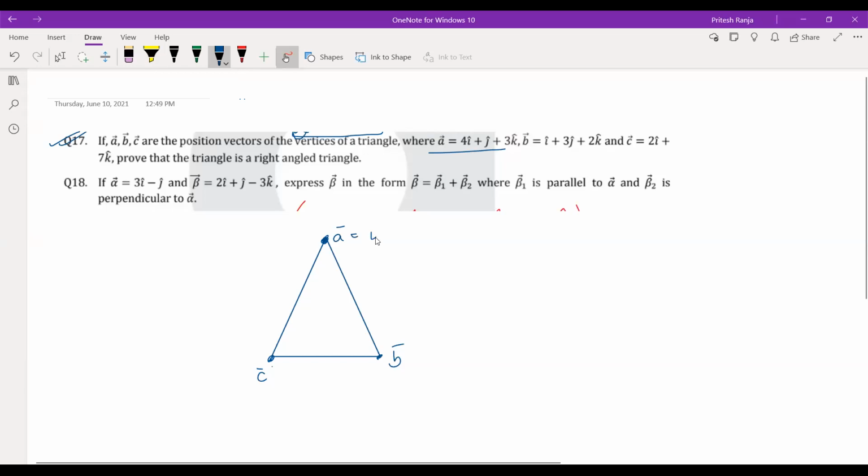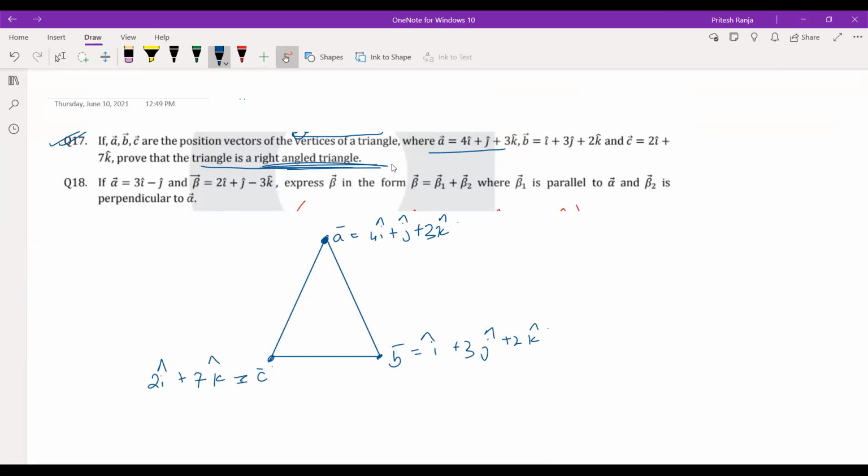Where a vector is given, okay, if they are given, I will replace this. A vector क्या है? 4i cap plus j cap plus 3k cap. You have b vector, that is I cap plus 3j cap plus 2k cap. And then we have c vector. C vector क्या है? 2i cap plus 7k cap. What we have to prove, that the triangle is a right angle triangle.